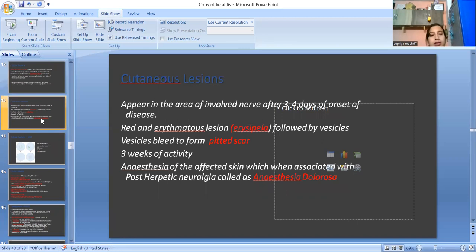Cutaneous lesions appear in the area of the involved nerve 3 to 4 days after onset of disease. A red, erythematous, erysipelas-like lesion is followed by vesicles. Vesicles burst to form pitted scars, with about 3 weeks of activity. Anesthesia of the affected skin, when associated with post-herpetic neuralgia, is known as anesthesia dolorosa.